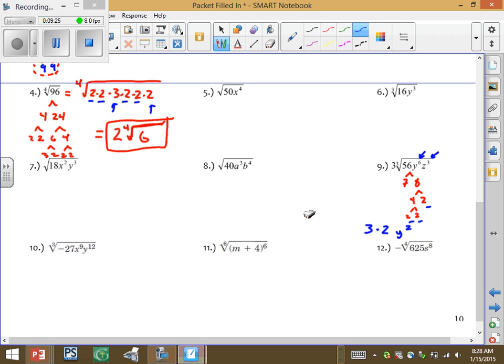And then the 3's, there are 3 z's. We need a group of 3, which means 1 will get out. So there's the initial answer. But again, we have this 3 times 2, which means we should clean that up, and it'll be 6y squared z. That's the answer. Our final answer.